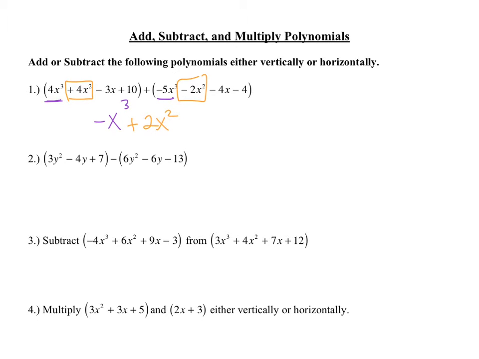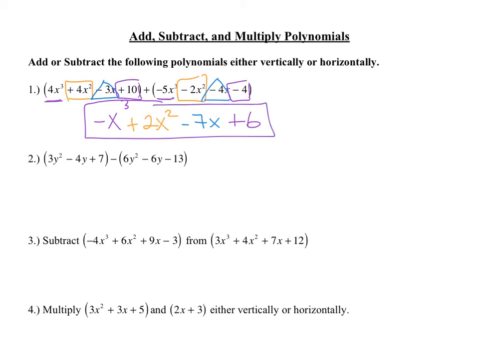And then I have a negative 3x and a negative 4x. Negative 3x plus negative 4x is negative 7x. And then the last term, I have a 10 plus negative 4, which is a positive 6. And that would just be your answer.